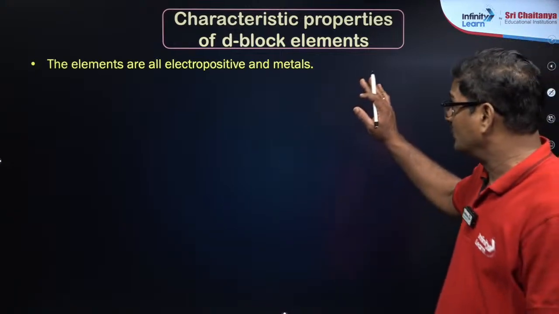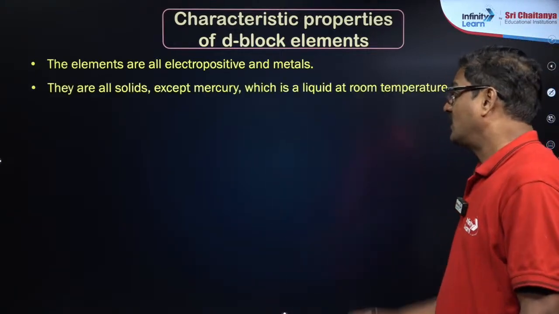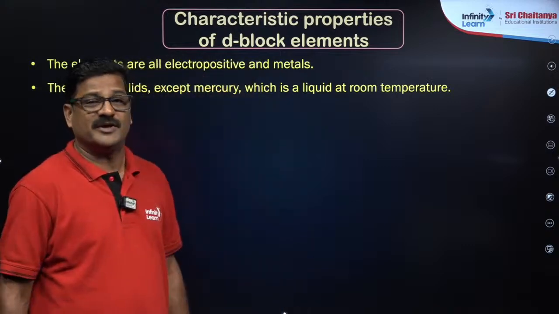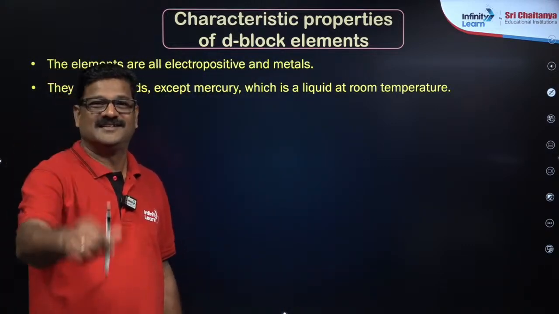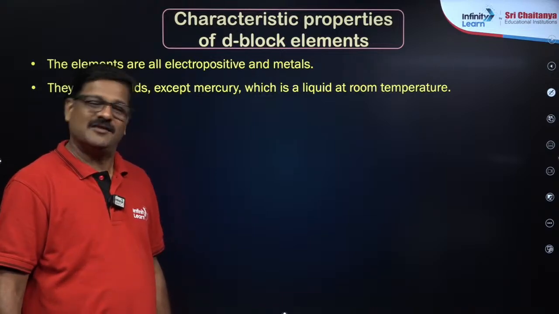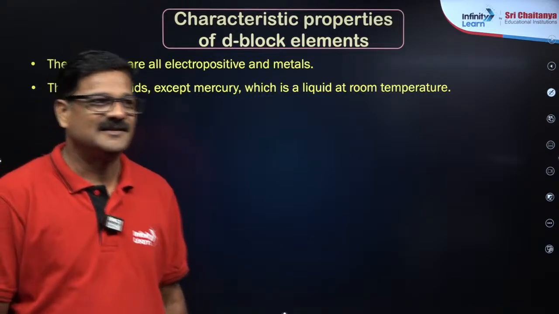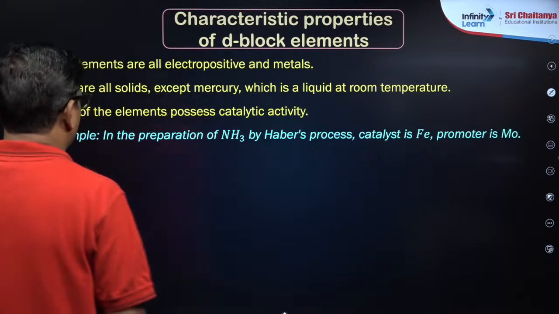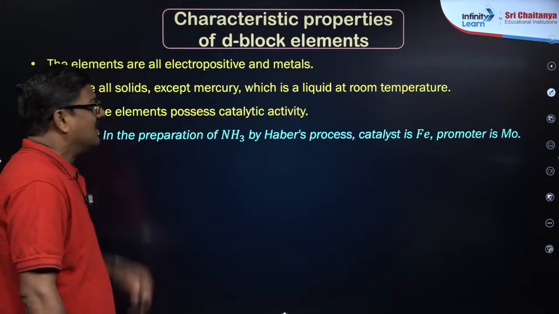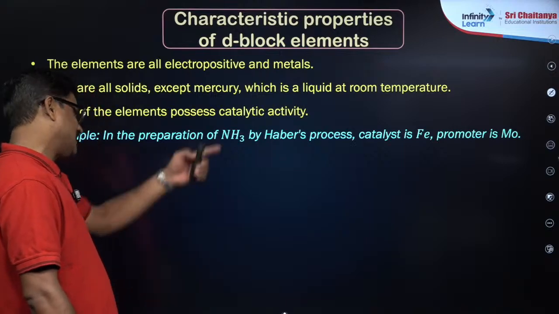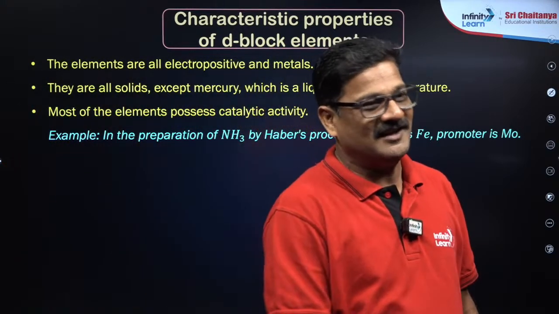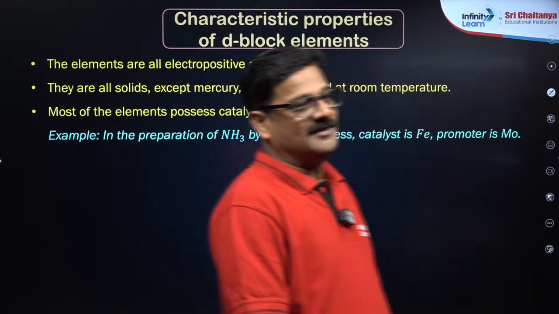The d block elements are also called transition elements. So I want to give the characteristic properties. They are all solids except mercury, which is a liquid at room temperature. Where can mercury be used? Thermometer, barometer. Many ways it can be used. And for example, in the preparation of ammonia by Haber's process, they have catalytic activity. Iron is a catalyst and molybdenum is a promoter.